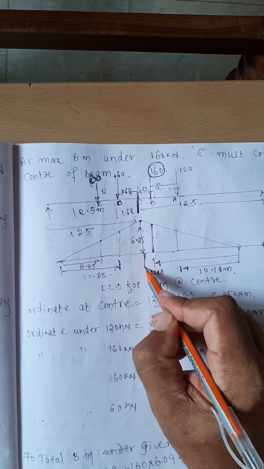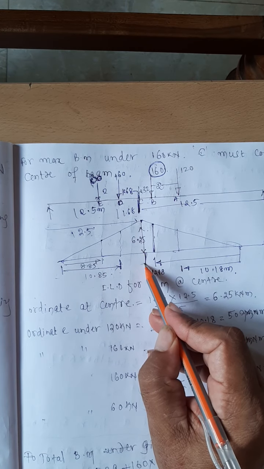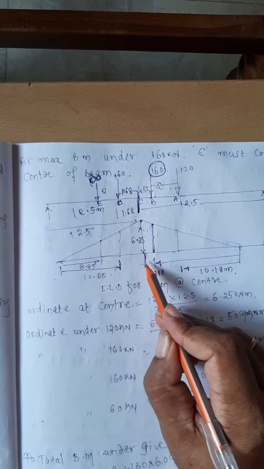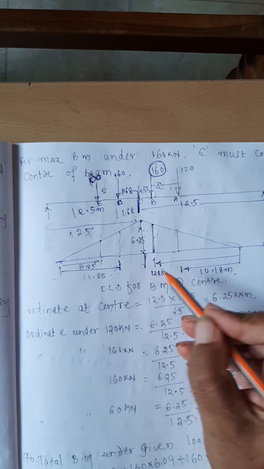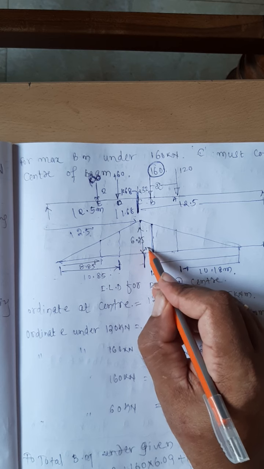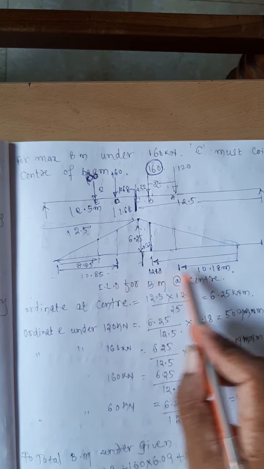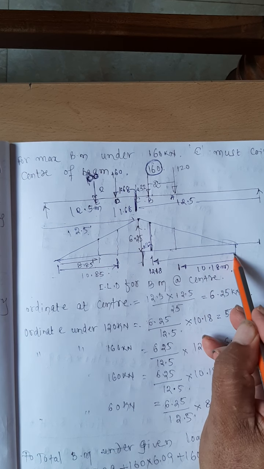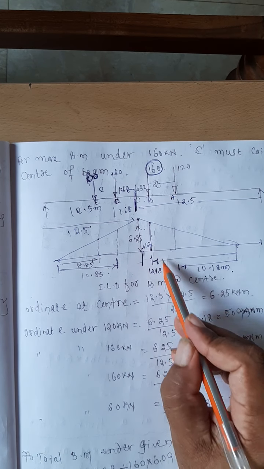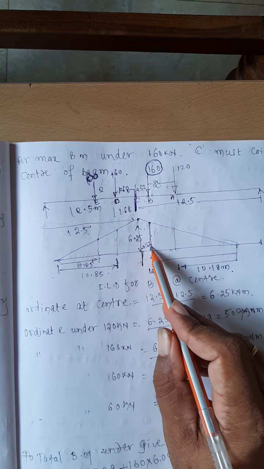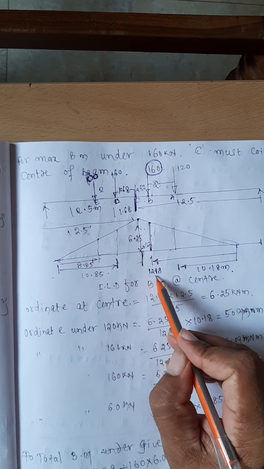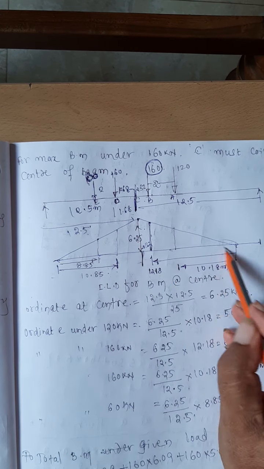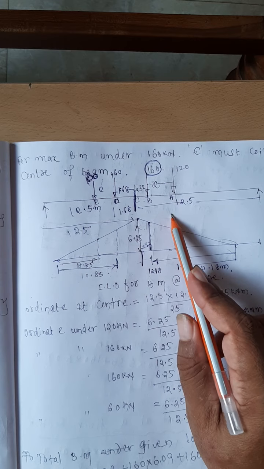Now this is 12.5 total. It's all right. Like that, you know this distance is 0.32. This distance is 0.32. And total is how much? 12.5. Therefore, you can get this distance. What is this distance from the support? Is equal to 12.5 minus 0.32 is nothing but 12.18. Like that, you can get the position of 120 kilonewton here.